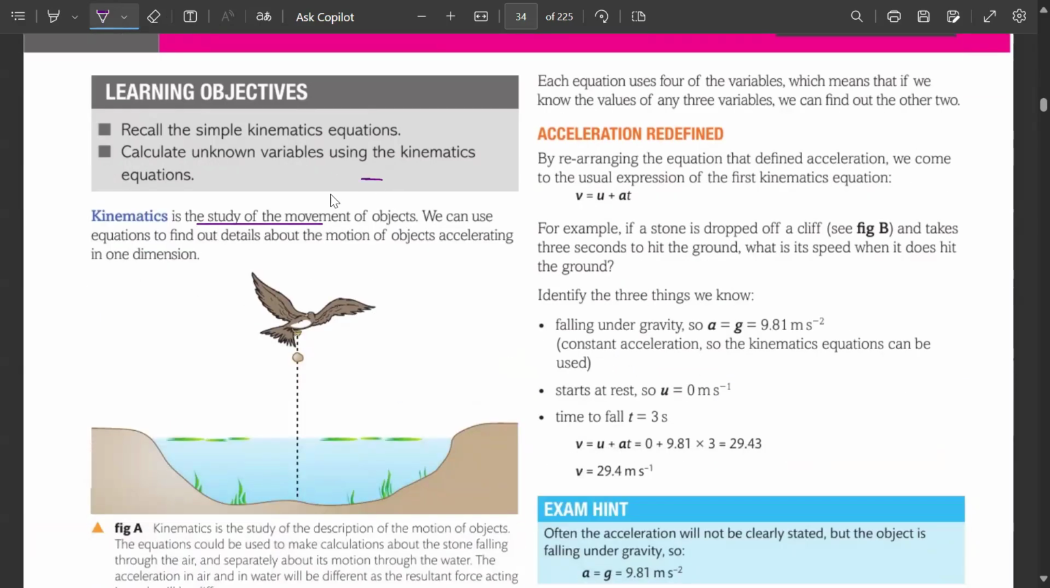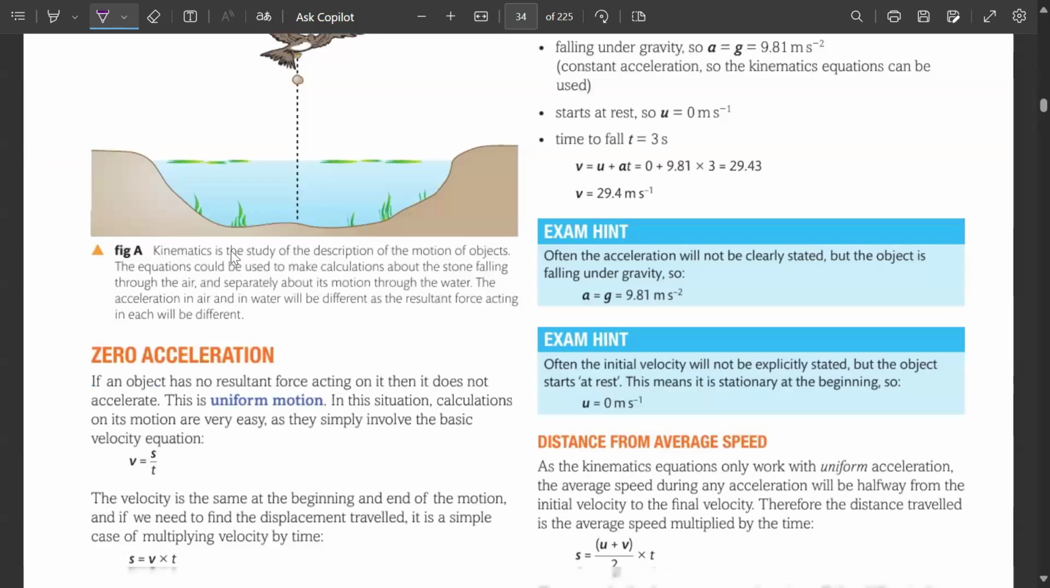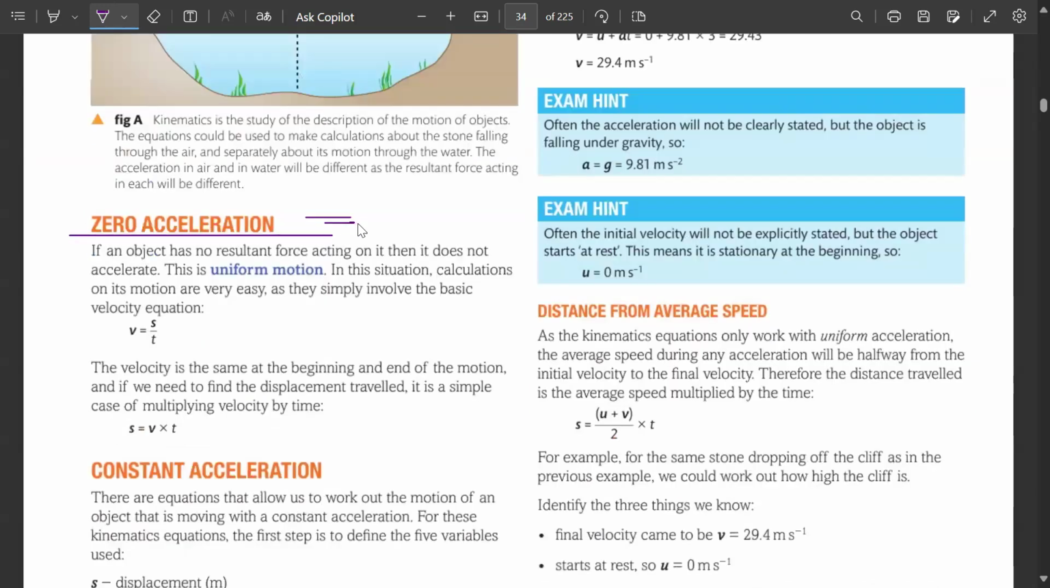Kinematics is the study of movement of objects, and we can use these equations to find out the details about the motion of objects accelerating in one direction. Zero acceleration का क्या मतलब है? That the velocity or the speed is going to be constant. If an object has no resultant force, it would have zero acceleration. But if it's going to have an unbalanced force, balanced forces का मतलब है resultant force is zero. Unbalanced forces mean that there is a resultant force, and there will be an acceleration or a deceleration.